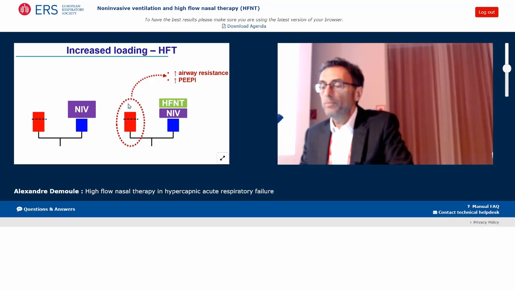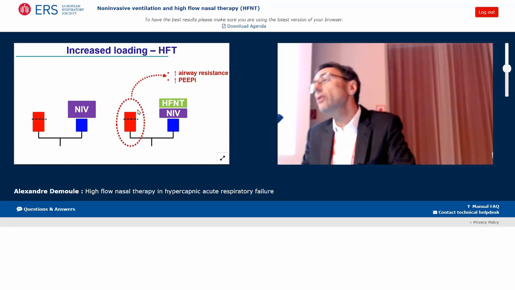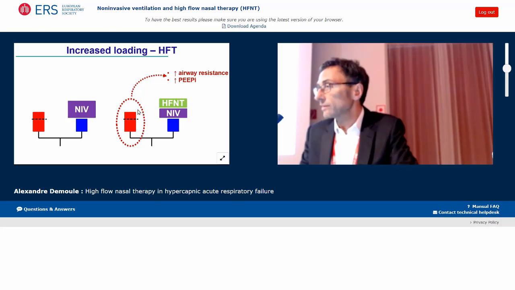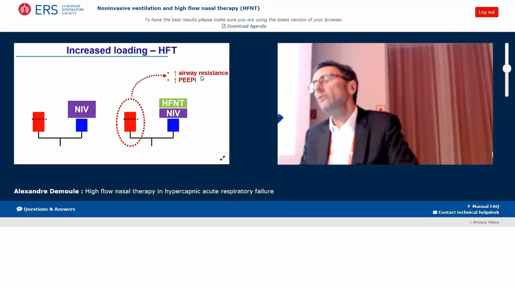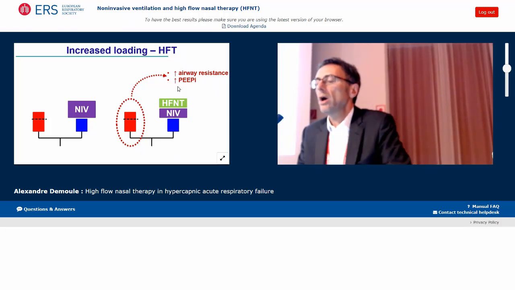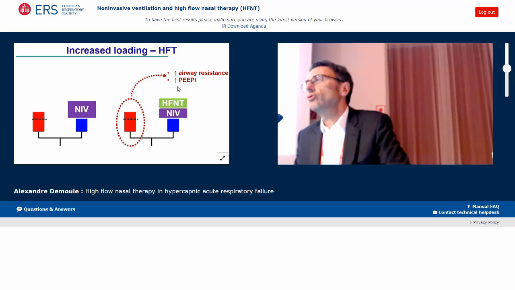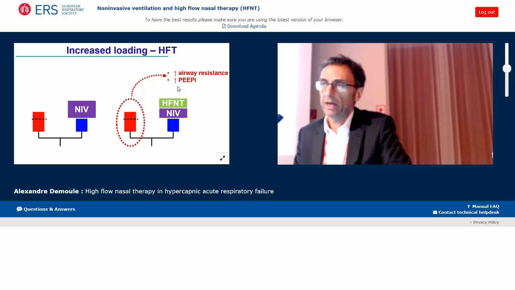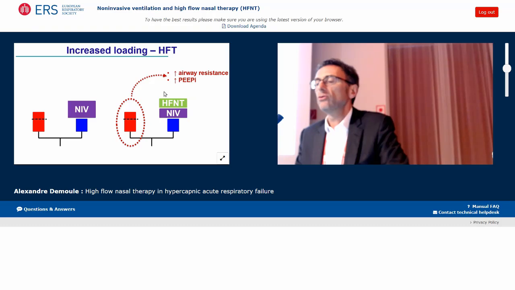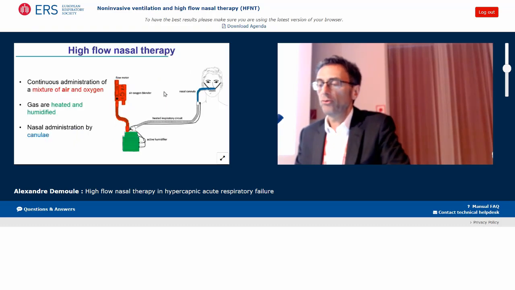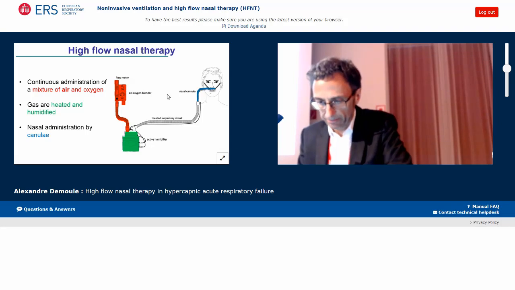We know that in COPD patients, the increase of respiratory loading during acute exacerbation of COPD is due, of course, to an increase of airway resistance, but also and mostly to an increase of intrinsic PEEP due to the increase of airway resistance. So we can expect that due to this property of high-flow therapy, and I will show you how and why, it could help the respiratory system to fight this increase in intrinsic PEEP.